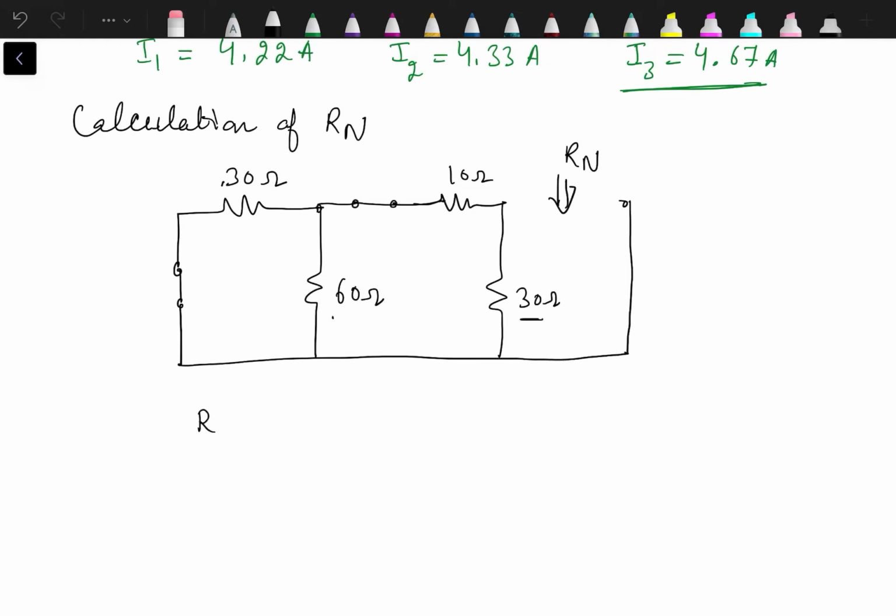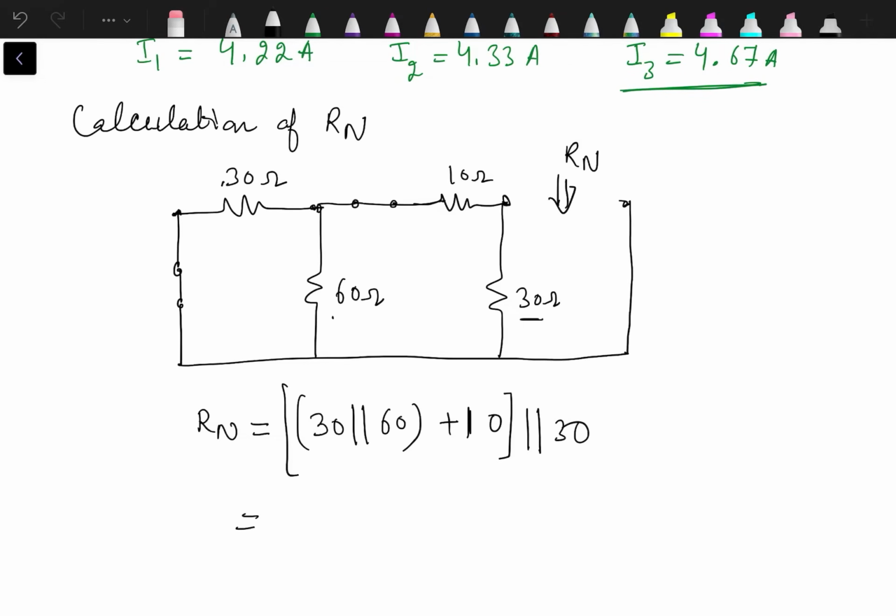So this one is exactly similar to the previous one. Only difference is earlier these two were the terminals, now these two are the load terminals. 30 in parallel with 60. This combination is in series with 10 ohm. Then the whole is in parallel with 30. And when we solve it, we get the value of Rn as 15 ohm.